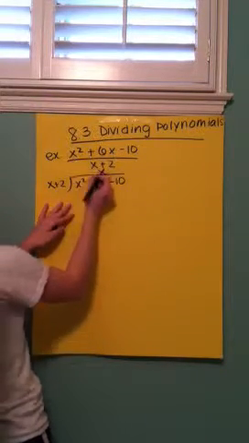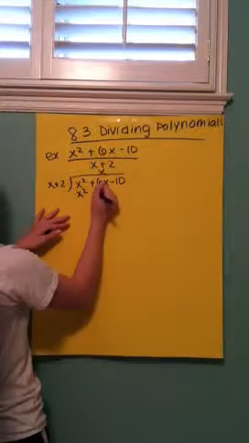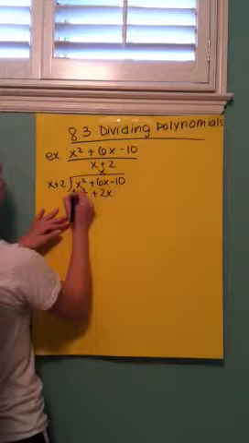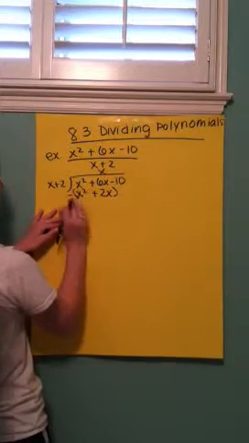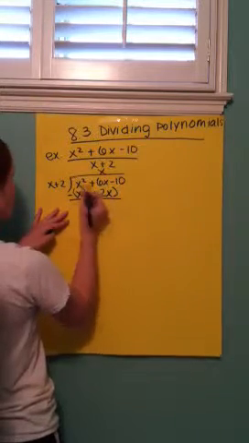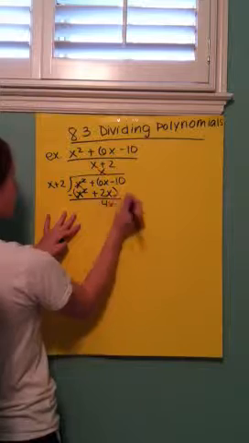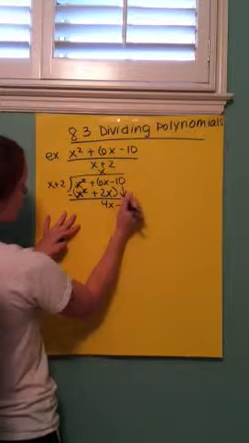So x times x is x squared. X times 2 is 2x, so plus 2x. And you'll subtract this from this, so you'll have to distribute the negative. So these will cancel out, and this will be 4x. Carry down the negative 10.